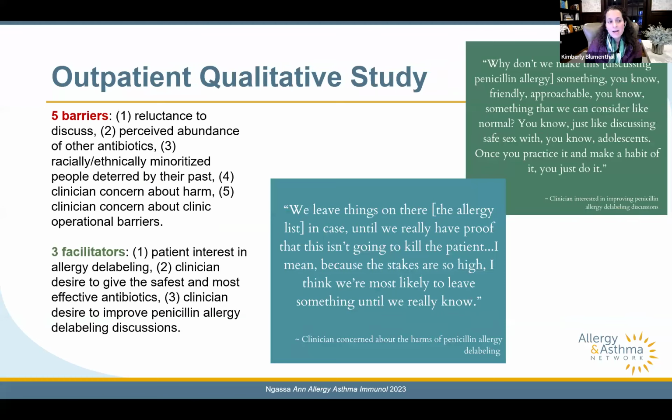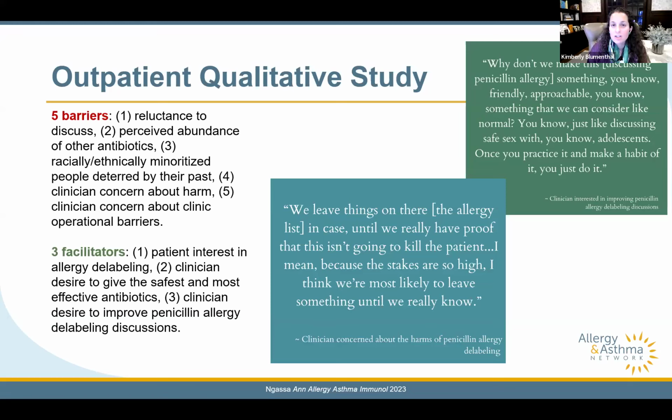All right, now about barriers and facilitators. These are things that are important when we're thinking about the patient in front of us and our communities. Many barriers exist to penicillin allergy delabeling. In this study, they found reluctance to discuss penicillin allergy, and an abundance of other antibiotics, especially from the patients and the clinicians thinking, well, we have alternatives. Racially and ethnically minoritized people were deterred by past experiences with healthcare systems and not wanting to go get tested.